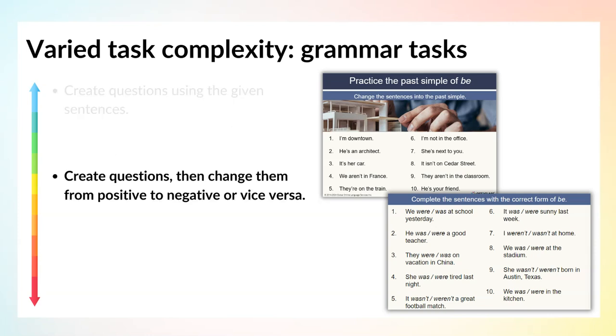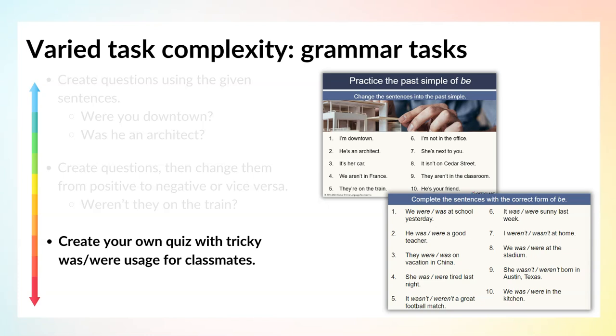Or, students could create the questions, then change them from positive to negative or vice versa. An example, they're on the train becomes they were on the train, which then becomes weren't they on the train? Similarly, he was a good teacher could become wasn't he a good teacher? Your most advanced students might be ready to write their own quiz with tricky was/were usages for their classmates.